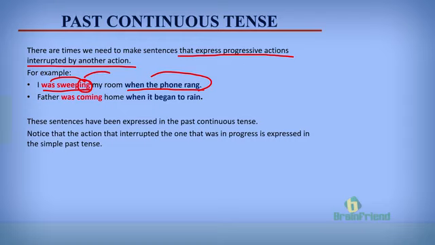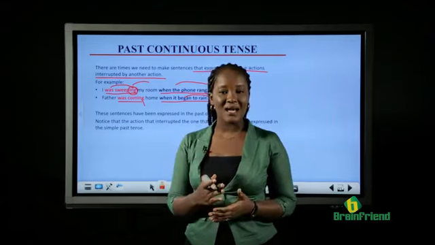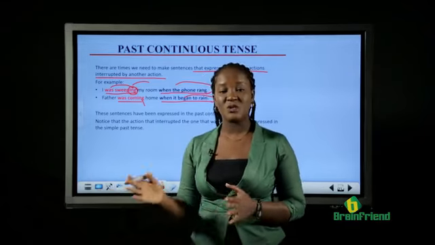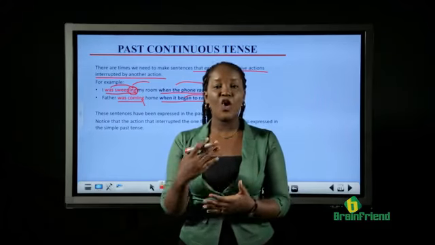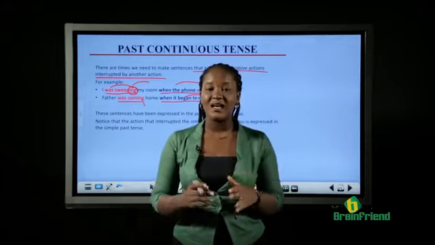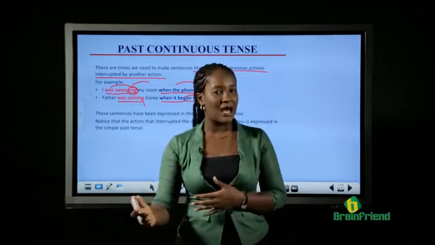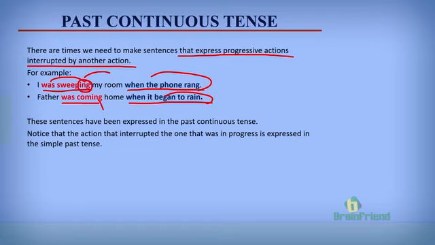The next sentence says, Father was coming home when it began to rain. Father was coming home, and this was interrupted by the rain. So these sentences are also expressed in the past continuous tense, which makes it another function of the past continuous tense, expressing ongoing actions in the past that were interrupted by another action. These sentences, like we said, have been expressed in the past continuous tense.